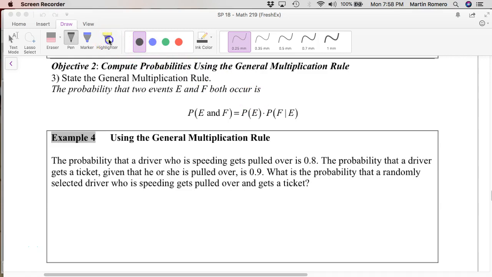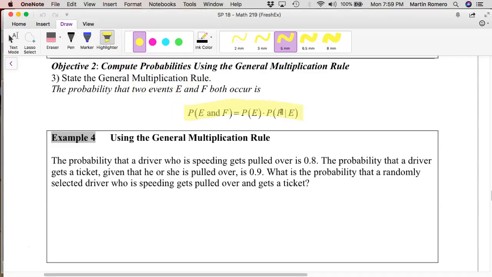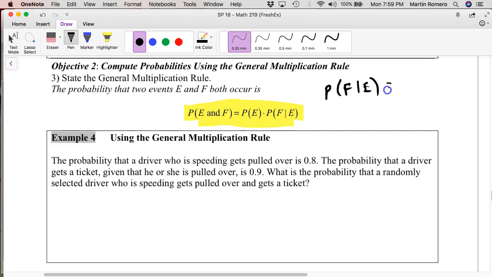So one thing, there's not a lot of algebra in statistics. We did a little bit in Unit 4, and we're going to do a little bit here just to show you this formula. The formula that we just had before was the probability of F given E is equal to the probability of E and F divided by the probability of E.